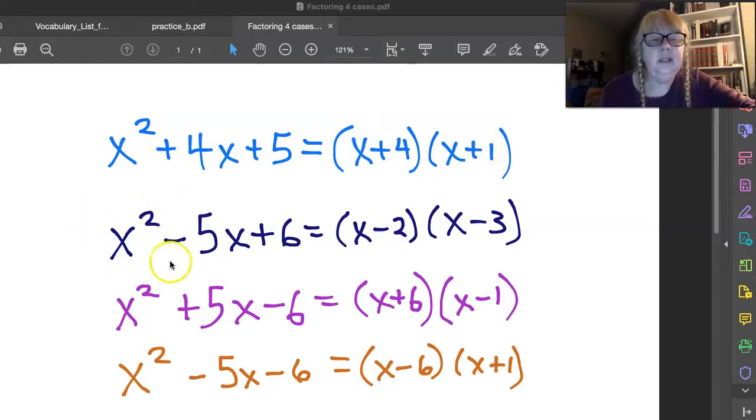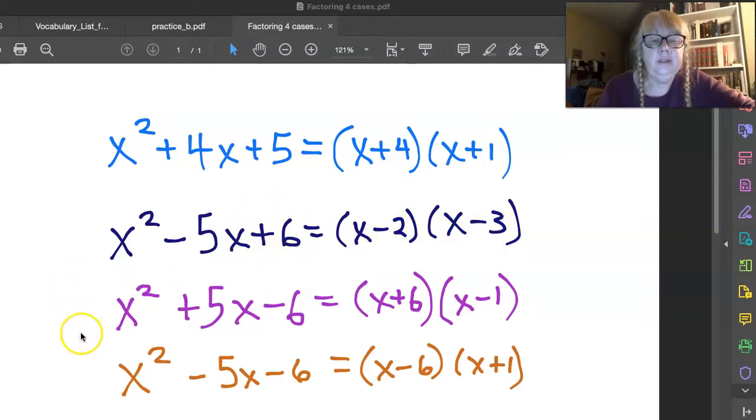The second case, we have a minus and a plus. In order to get that, we have to have a minus and a minus in the binomial. When we multiply the negative 2 times x and the negative 3 times this x, they add to give us the negative 5x. When we multiply negative 2 times negative 3, we get plus 6.